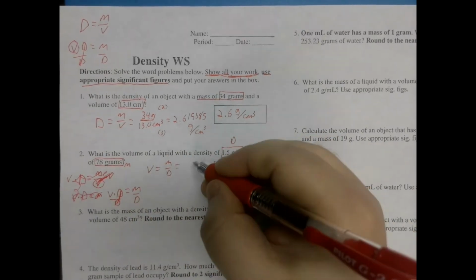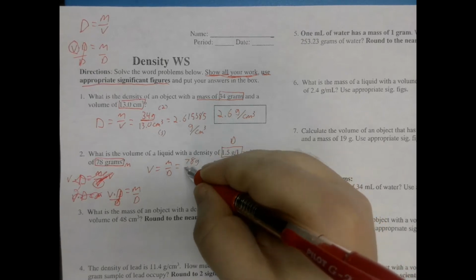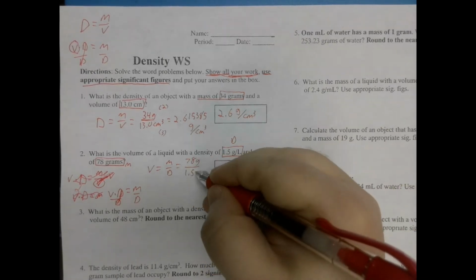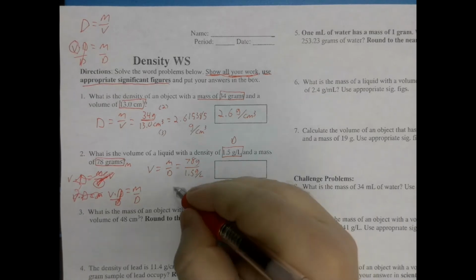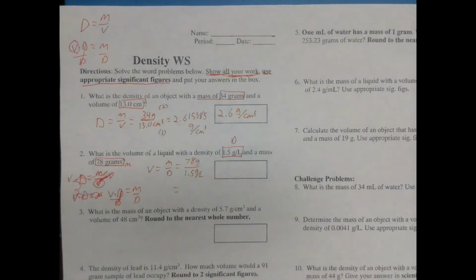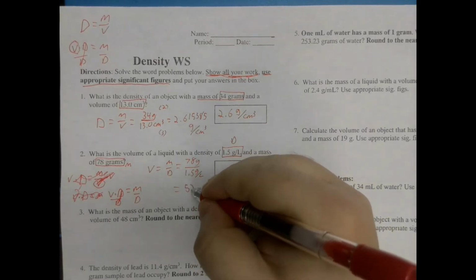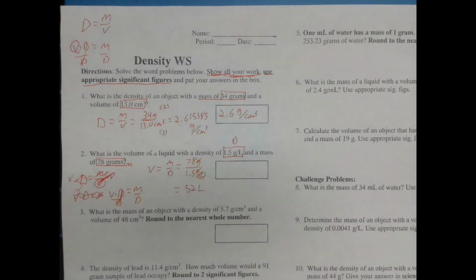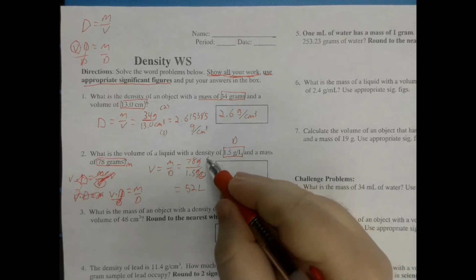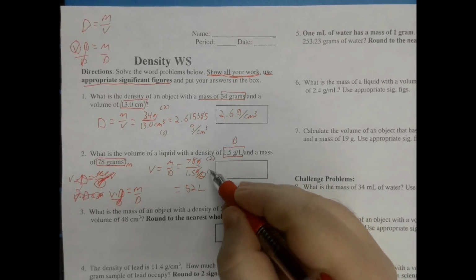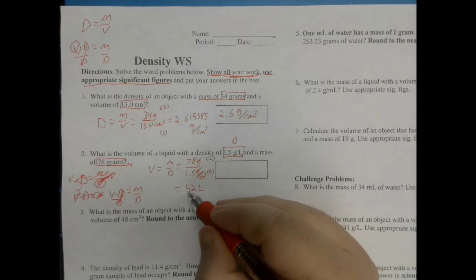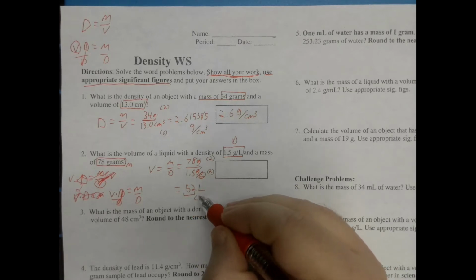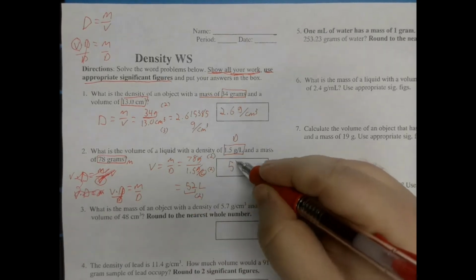So we plug it in, our mass is 78 grams divided by 1.5 grams per liter. And so this is equal to 52, grams cancel each other out, leaving us just liters, so 52 liters. Now we check for significant figures. This is in 2 significant figures, this is in 2, and so our final answer should have 2. It does. So our answer is 52 liters.